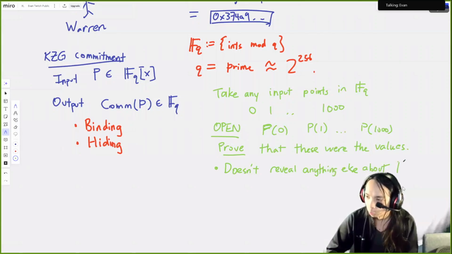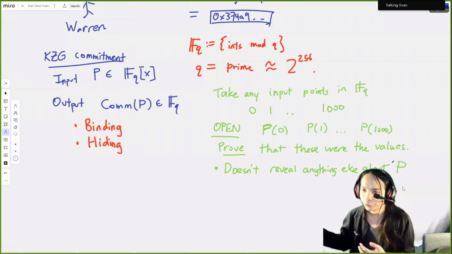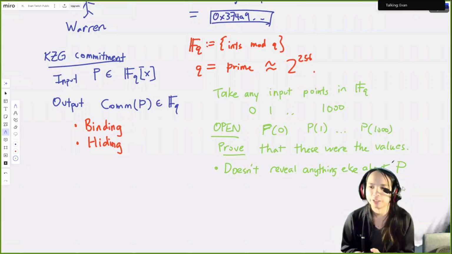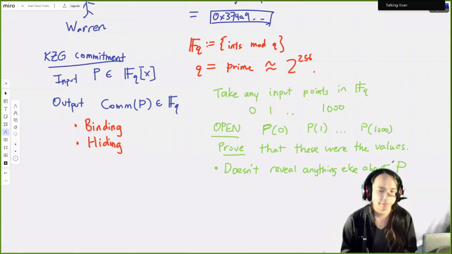So I'll be able to open the commitment at these points and you'll know the values at these points, but not the other ones. You don't learn any coefficients of p other than, I guess, p of 0, because p of 0 is the constant coefficient. You don't learn anything about what p of 1001 is, and so on.